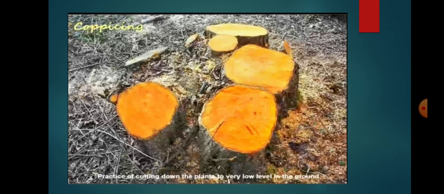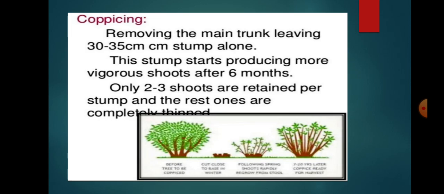Next, coppicing means cutting down the plants to a very low level, leaving a 30 to 35 centimeter stump above the ground. This stump starts producing more vigorous shoots after 6 months. This period must be remembered. Only 2 to 3 shoots are retained per stump, and the rest are completely thinned, so that the retained shoots grow better and produce good yield.